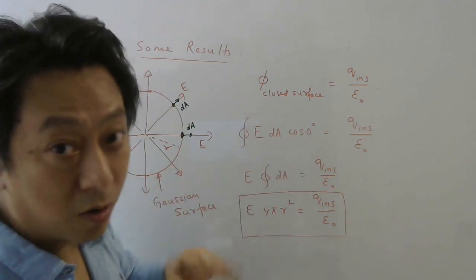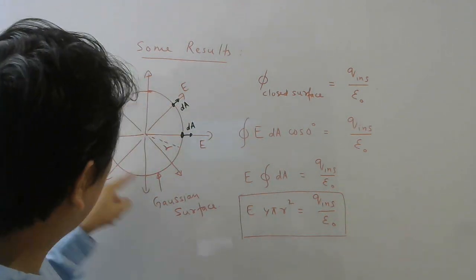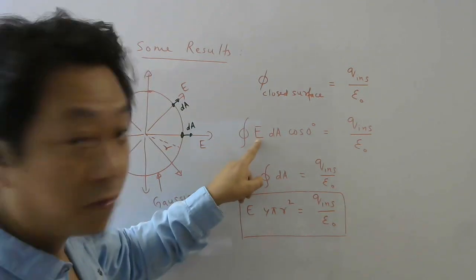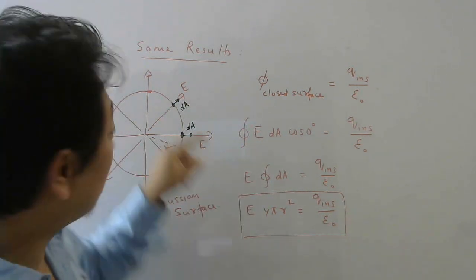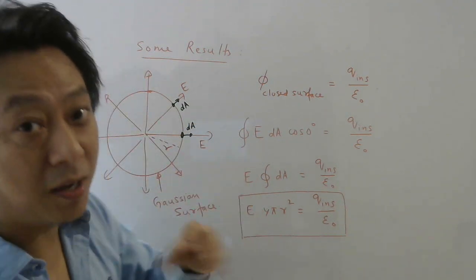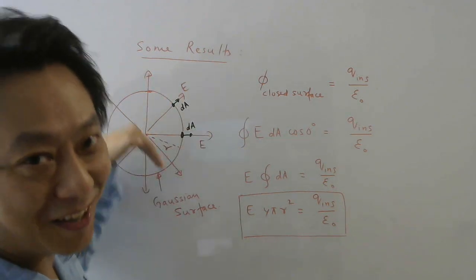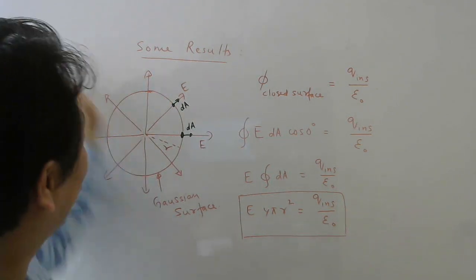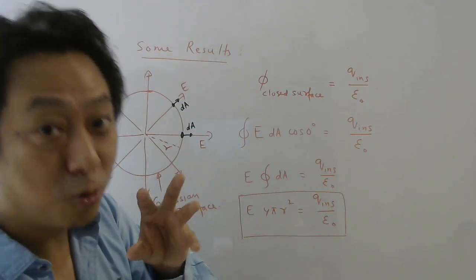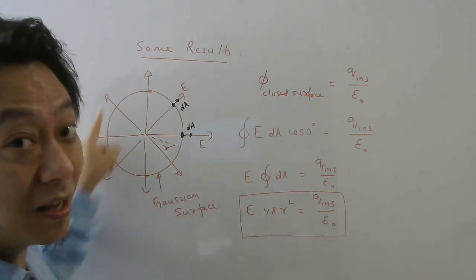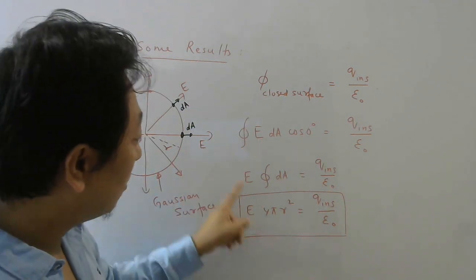Cos 0 is 1. Also, because of spherical symmetry, all these points I can assume will have an electric field which is the same in magnitude. So magnitude wise at every point E can be taken constant. Only magnitude, direction is obviously changing, right? As you can see, the direction at different points is different. But magnitude can be taken to be the same as long as we take a sphere. So once we know E is constant, we can take it out.